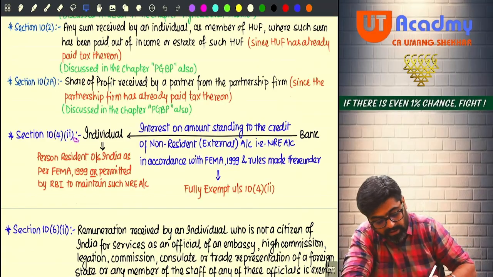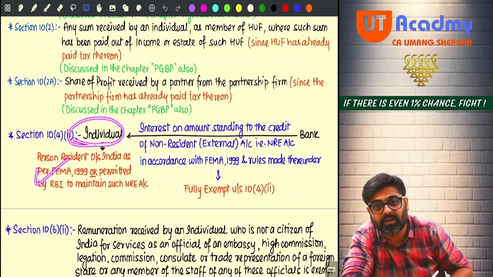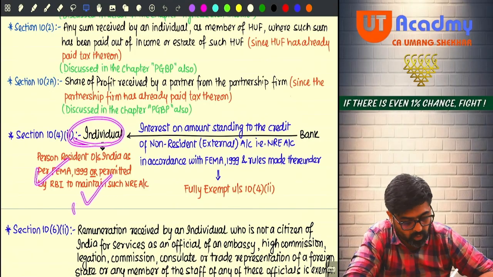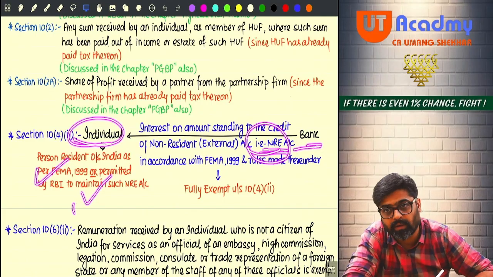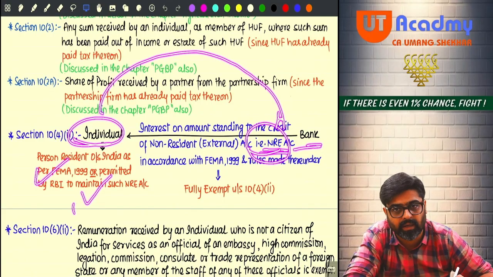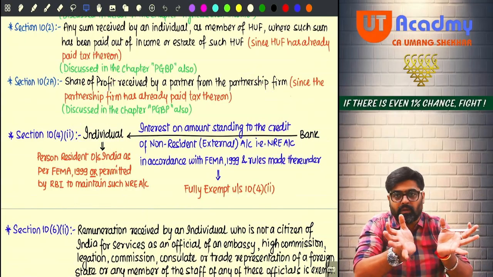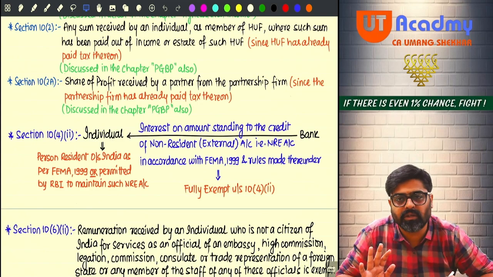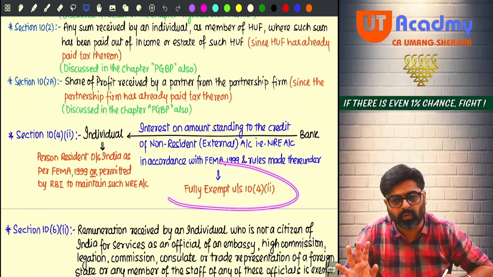So if you are an individual who is a person resident outside India, or who has been given a special permission by the RBI to open an NRE account with any bank, then open that NRE account. Whatever amount you have deposited in this NRE account, the amount remaining to the credit of this account, on that amount, whatever interest the bank is giving you, that entire interest will be fully exempt.